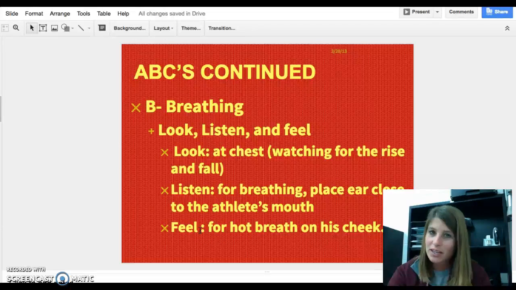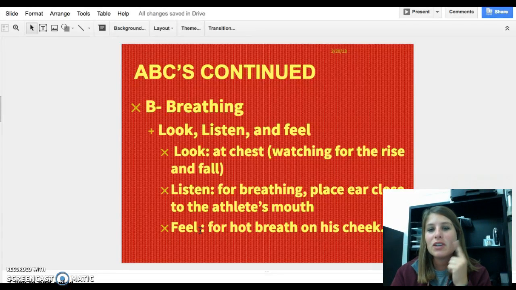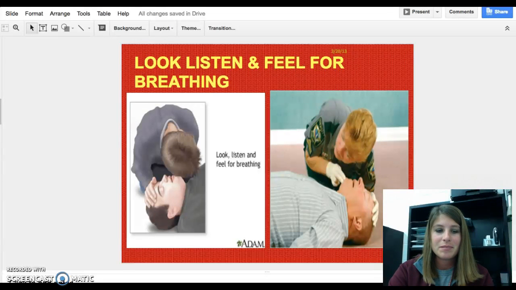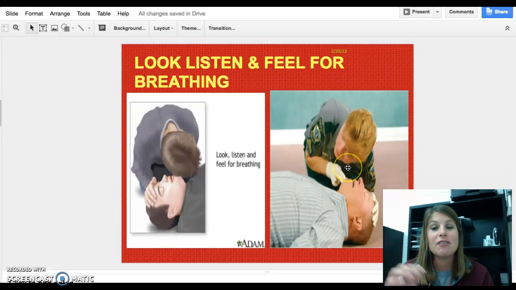And then while you're still looking down at the chest and your ear is at their mouth, you're going to see if you can feel any of their breath on your cheek. You do this quickly, but the good thing about it is you can do all 3 steps at the same time while you're looking, listening, and feeling. Here is a picture showing the person looking down at the chest. Their ear is over the person's mouth to see if they can hear anything, and they are also close enough that if the person is breathing, they can feel it on their cheek. Look, listen, and feel.